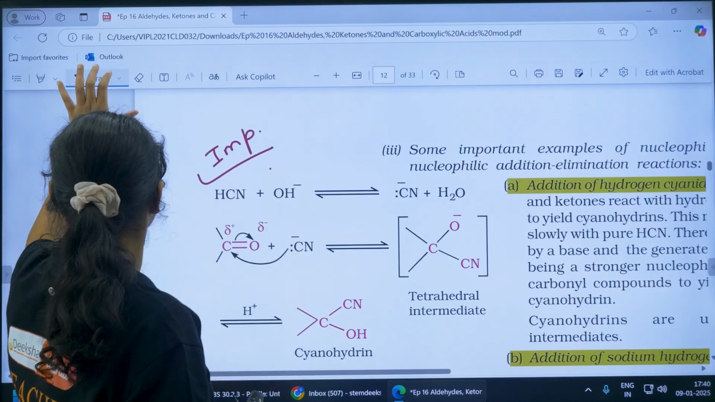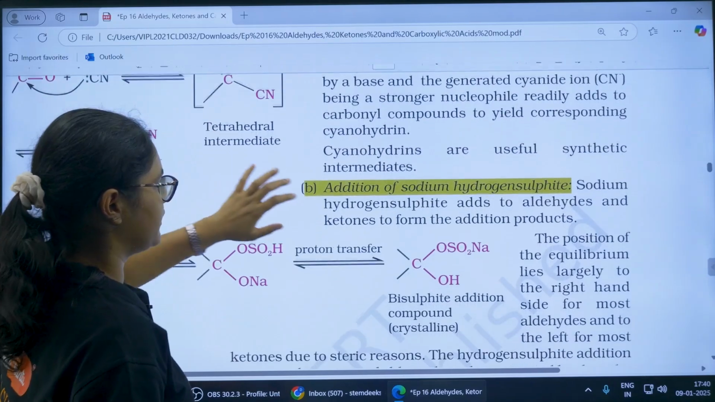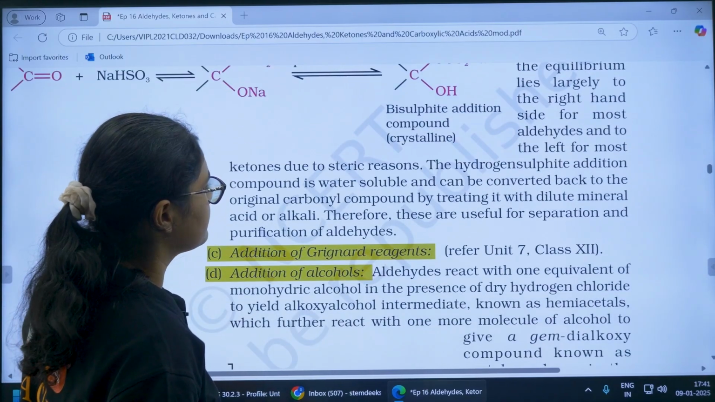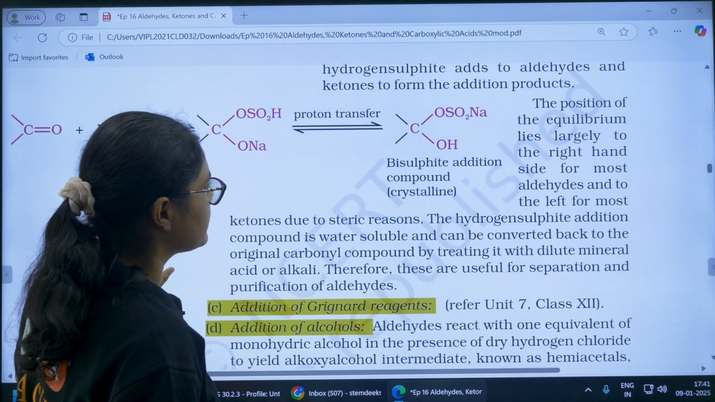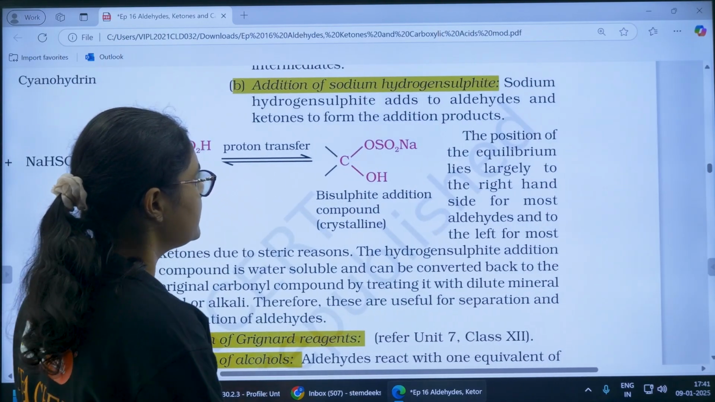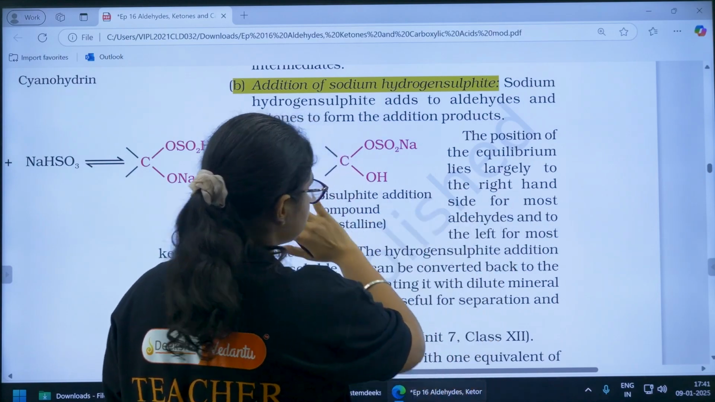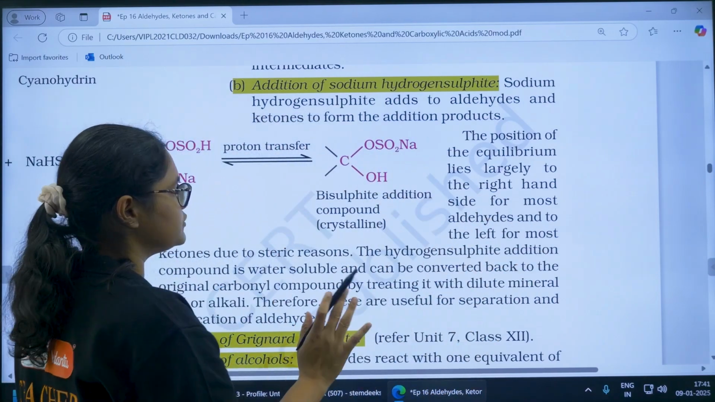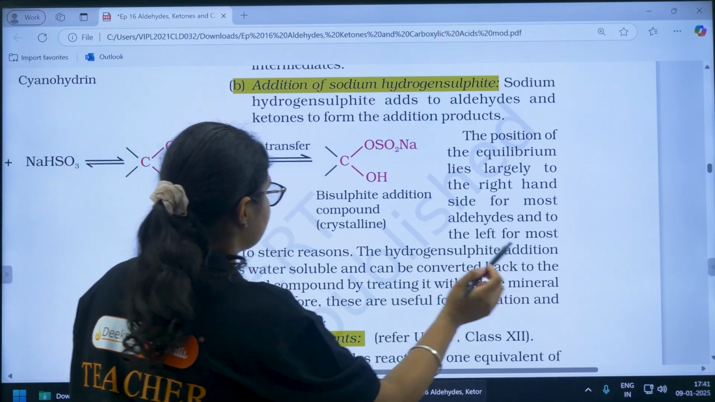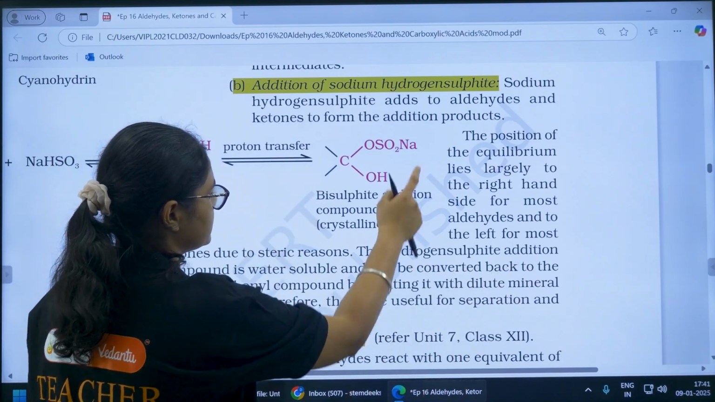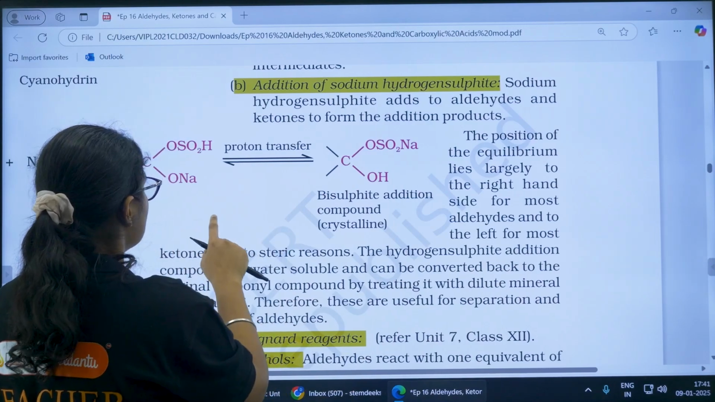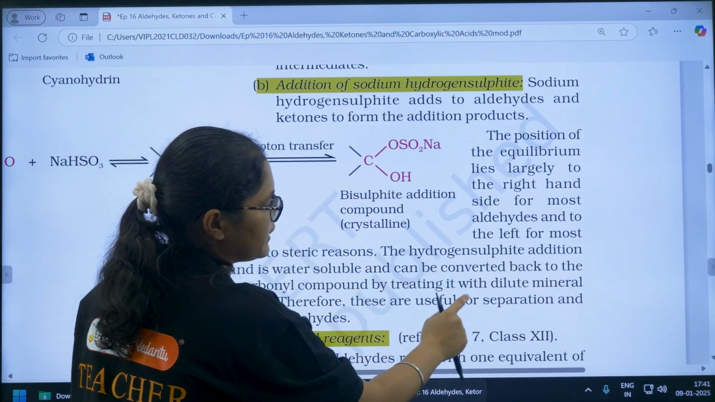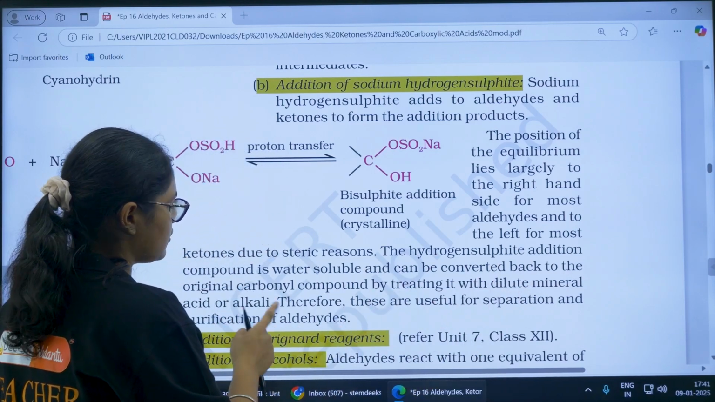Next, if we move to the normal addition reaction, addition of NaHSO3, nothing special here. Next, something important is there which I missed. Let us see. The position of the equilibrium lies largely towards the right hand side for most aldehydes and to the left hand side for most ketones due to steric reasons. The hydrogen sulfite addition compound is water soluble and can be converted back to the original carbonyl compound by treating it with dilute mineral acid or alkali.